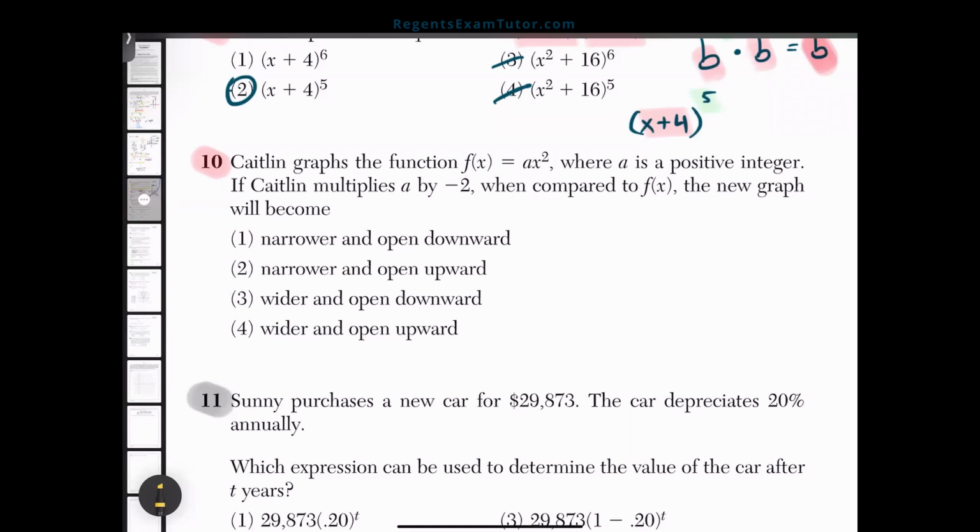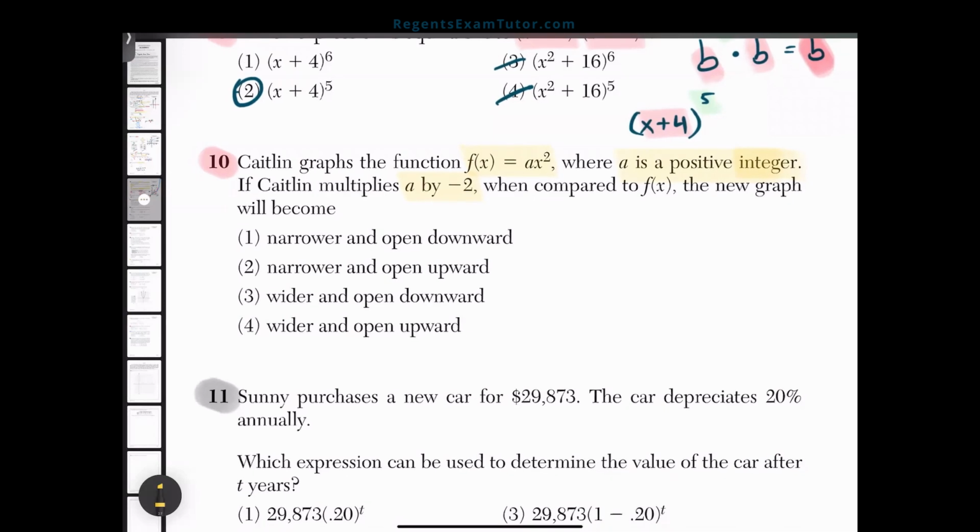What is Caitlin doing? She graphs the function f of x equals ax squared, where a is a positive integer. Integer is a whole number, not a fraction. If Caitlin multiplies a times -2 when compared to f of x, the new graph will become what? Will it become wider, narrower, open up, or open down?